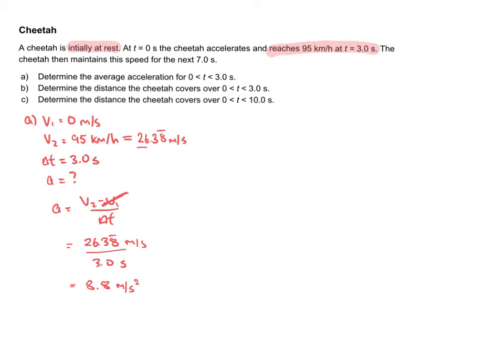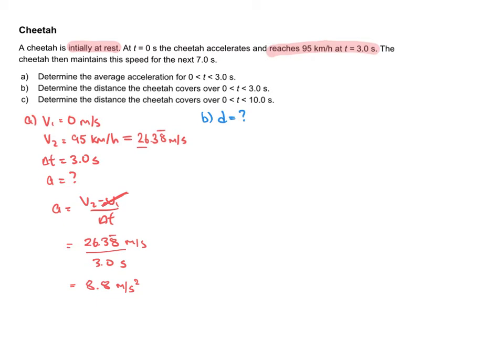All right, part B, the distance the cheetah covers from 0 to 3 seconds. So it's the same given information. The V1, the V2, and the time are all the same because we're still dealing with the first 3 seconds here. But now I have to find the distance. By the way, I'm using these formulas which are normally with vectors, but I'm putting scalars into them. That's because I'm just assuming this cheetah is going in a straight line here.